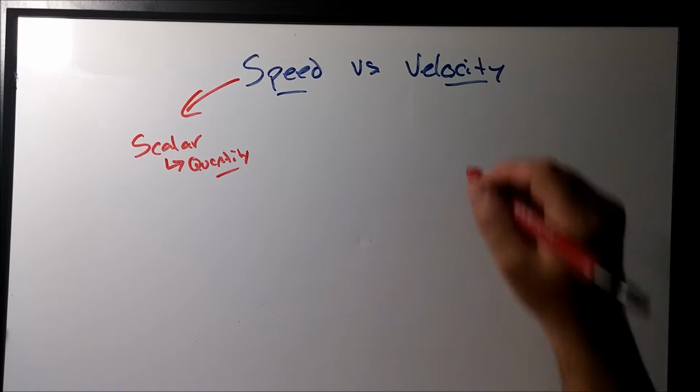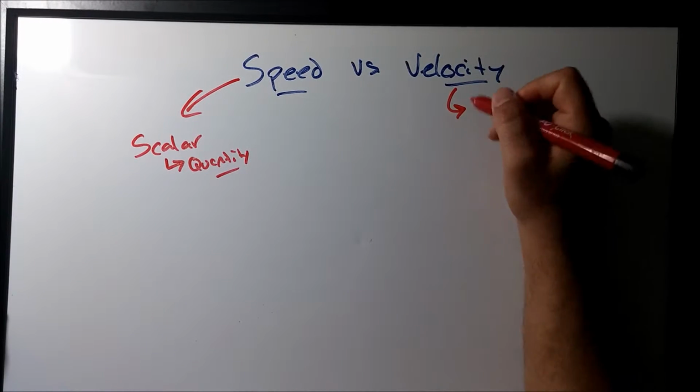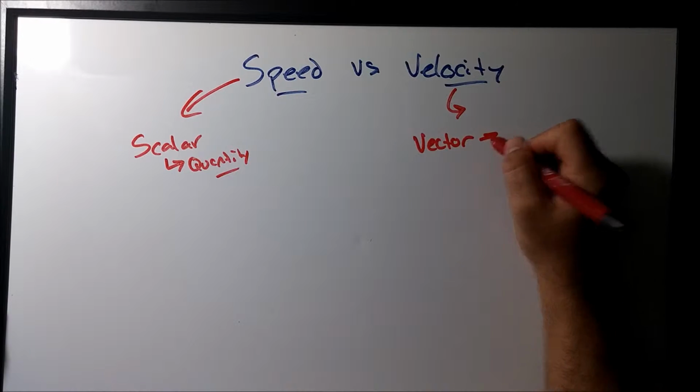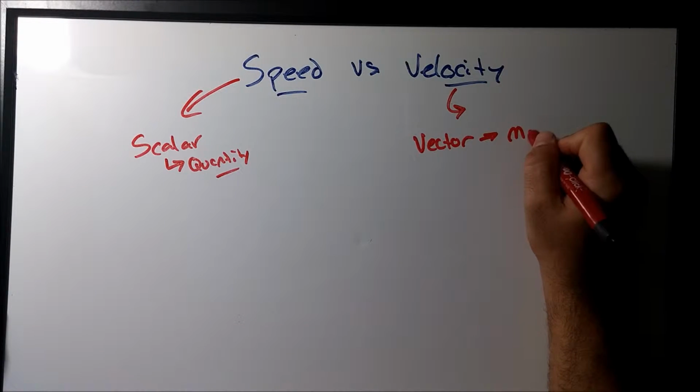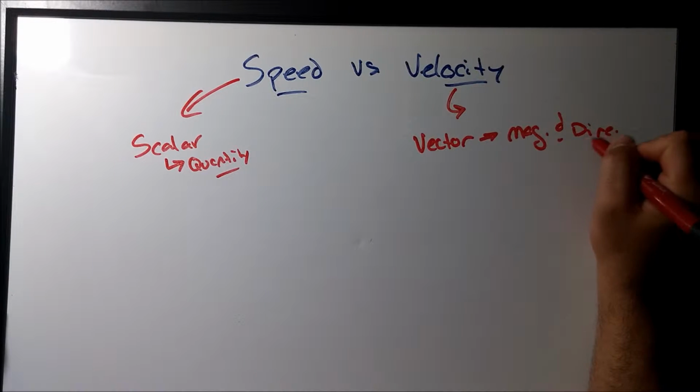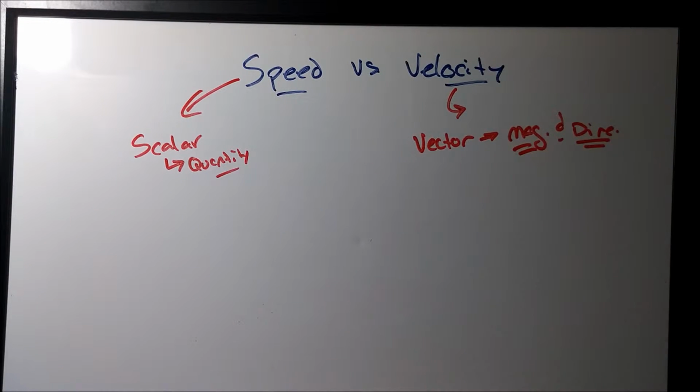Okay? Whereas velocity is a vector term. Yes, that means it needs both magnitude or quantity and direction. We need both of these guys. Magnitude and direction are very important for velocity. You need to know not only the magnitude of how fast it's traveling, but it will also be telling us where it is going, the direction it is traveling in.